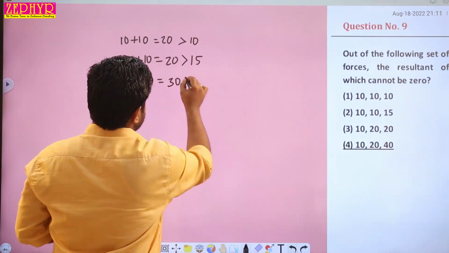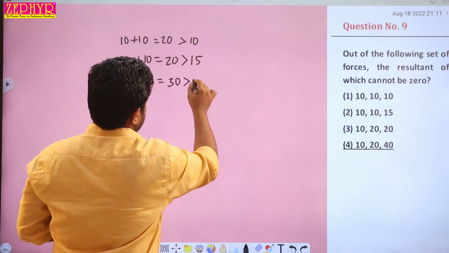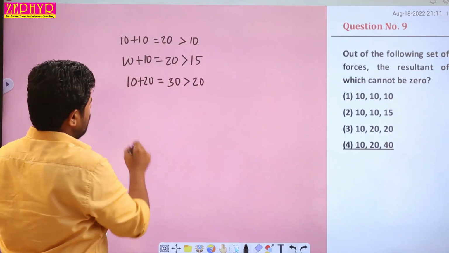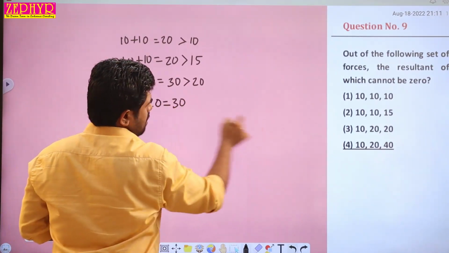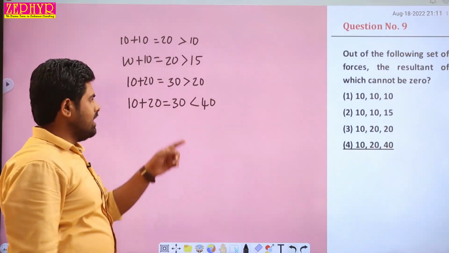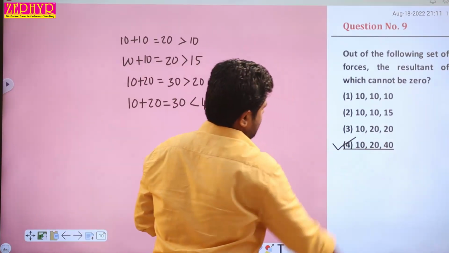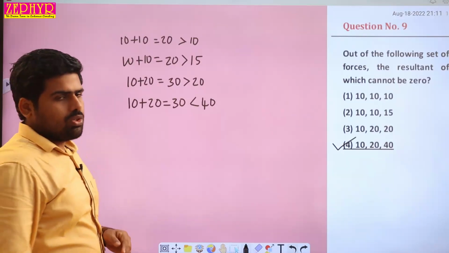So the third force is smaller than 30. Then the fourth one, that is 10 plus 20, that is equal to 30, but here the value of the third force is greater than 30. Okay, so therefore this one is the correct option. In this case the resultant value is not equal to 0.